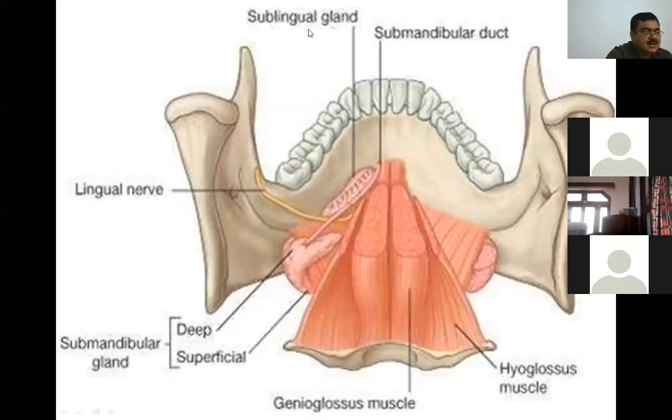Here you can see the position of the submandibular duct, and this is the submandibular gland. This is the deep part of the submandibular gland. This is the superficial part of the submandibular gland. So this gland is the submandibular gland, and this is the sublingual gland.